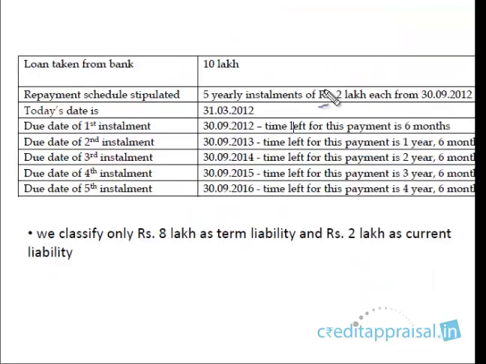So here is a small example. A loan taken of 10 lakhs. Repayment schedule stipulated by the bank was 5 yearly installments, 2 lakh each, starting from September 2012. So if today's date is 31/3/2012, the next installment is going to fall due. This is starting from 30/9/2012. So 30/9/2012 will be the first installment, right? And then 13, 14, 15, 16. So 5 installments. These are the due dates.